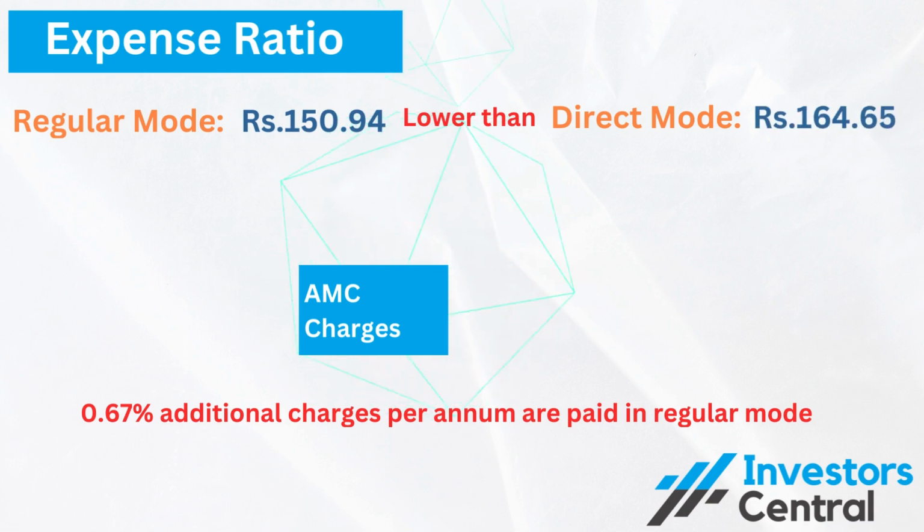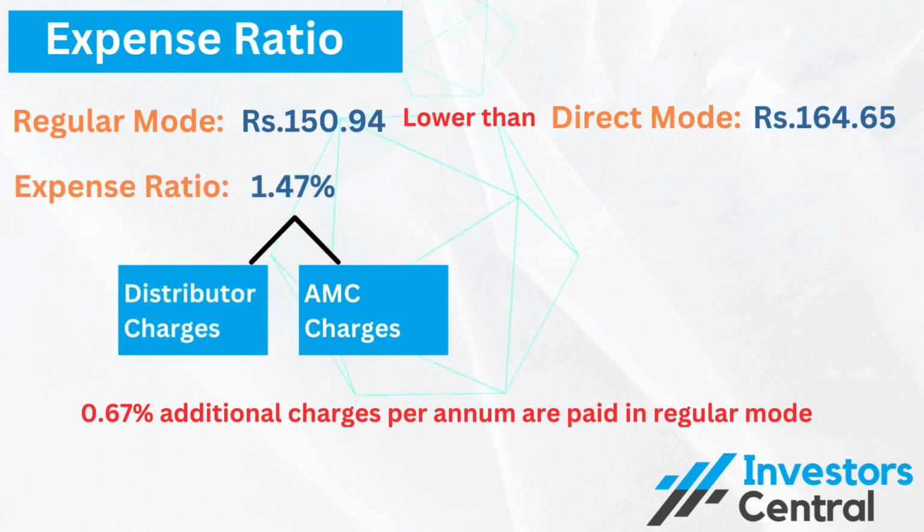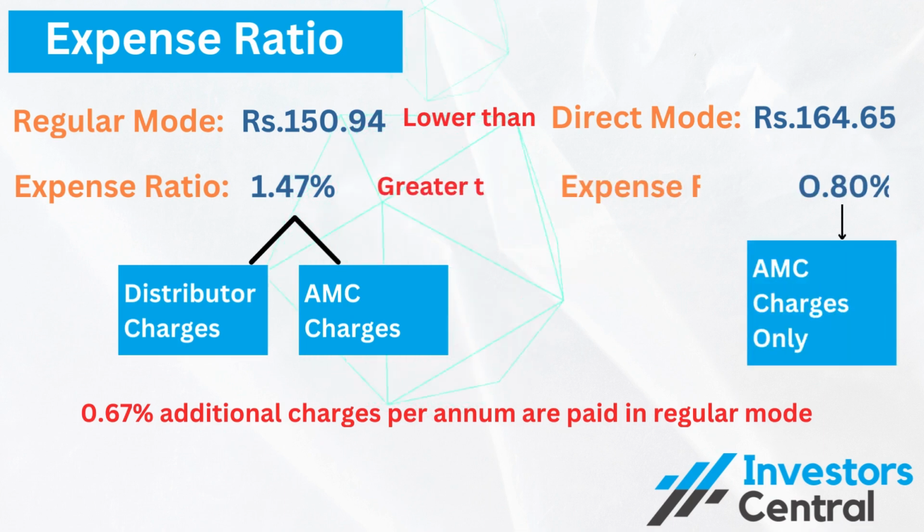Why the difference when they were launched together at an NAV of rupees 10 during their inception? Here is the answer. In regular mode, we pay two charges, one to the distributor and one to the AMC. In direct mode, we pay only one charge, that is AMC expenses or charges. So the remaining distributor fee is added to the returns in direct mode of investments. Thus, the NAV or the price of a mutual fund in direct mode is always higher than the NAV or price of the investment in regular mode.